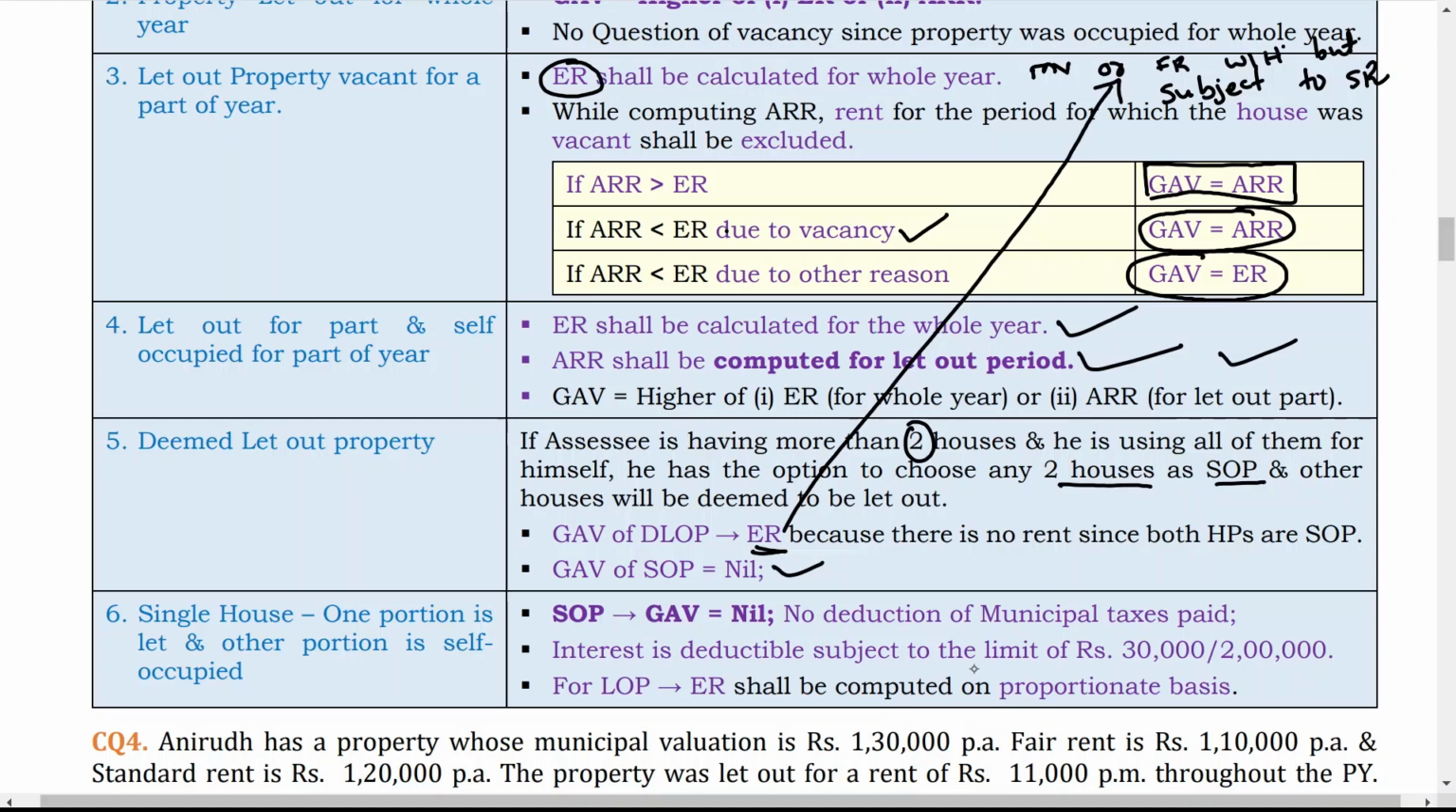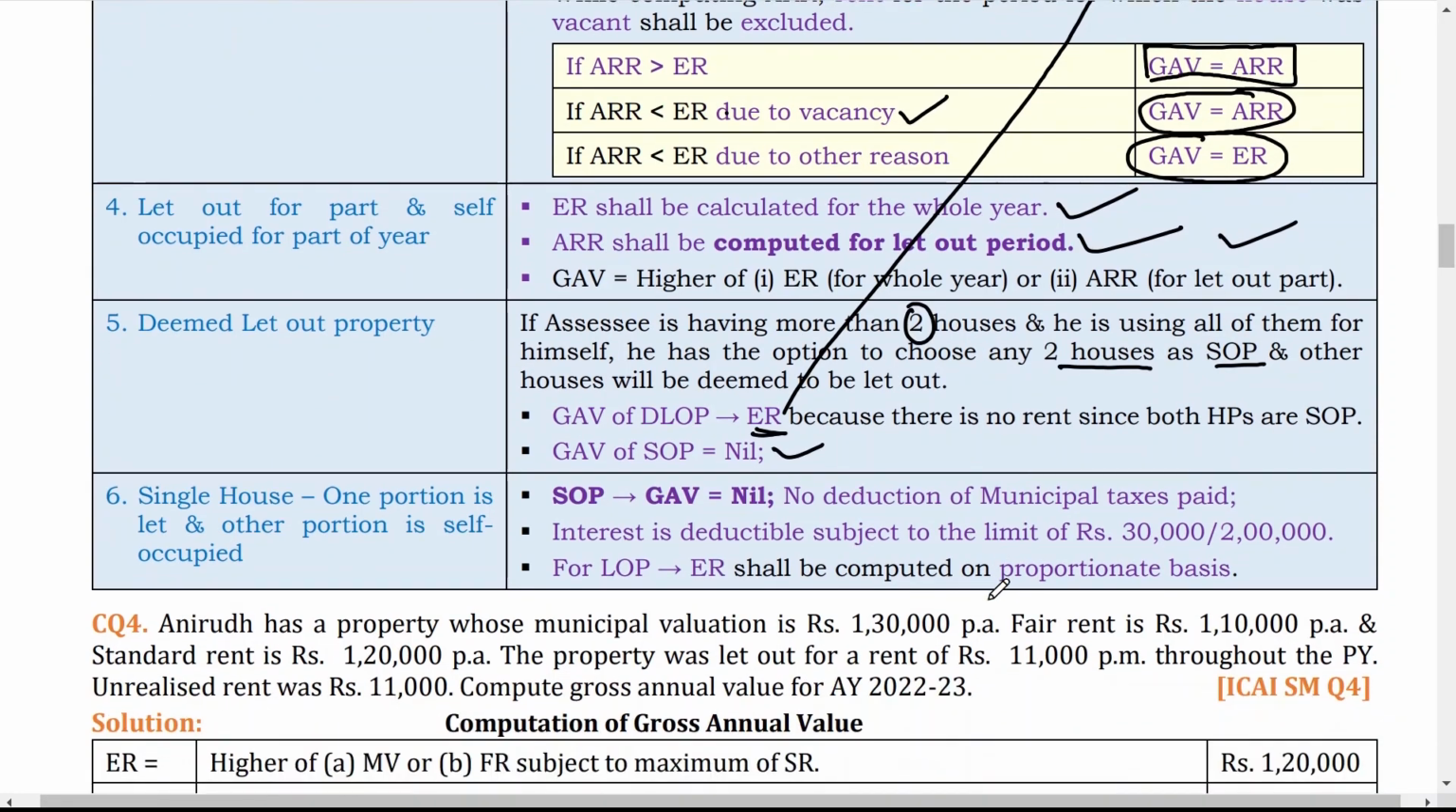Now, single house, where one portion is let out and the other portion is self-occupied. So for SOP, GAV is equal to nil. No deduction on municipal tax paid, because for the portion in which the property is self-occupied, GAV is nil. Interest is deductible subject to the limit of 30,000 or 2 lakh, which we will discuss later, when 30,000 is available and when 2 lakh is available.